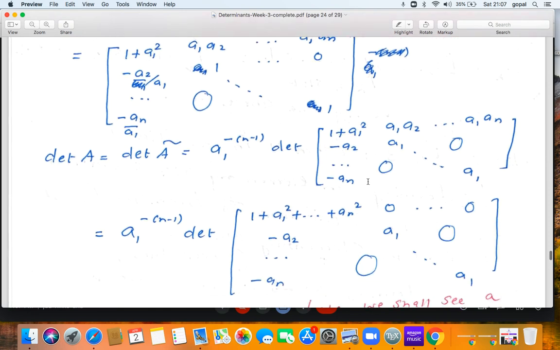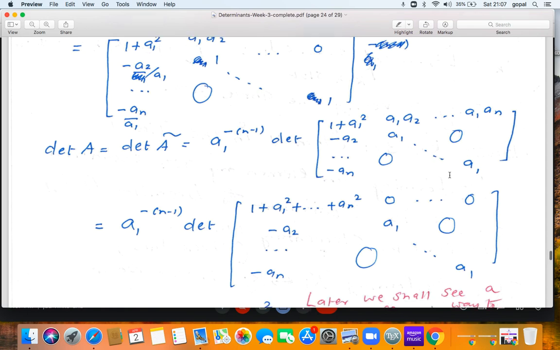Now I need to perform a bunch of row operations. So what do I do? I need to kill this a1 a2 term. How do I kill this a1 a2 term? Subtract from the first row a2 times the second row. Subtract from the first row an times the last row, and so on. So this bunch of row operations I need to perform.